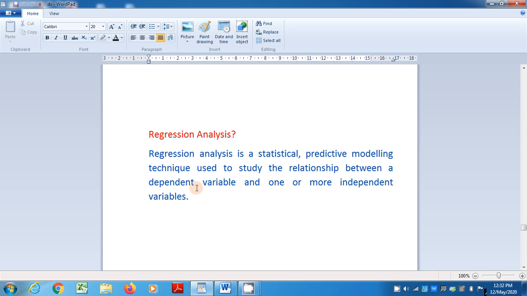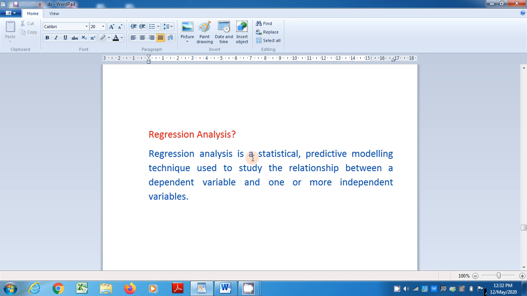Whenever you supply an independent variable, regression analysis will do the prediction according to the statistics and it will give the relation, and the relationship may be on the positive side or on the negative side.